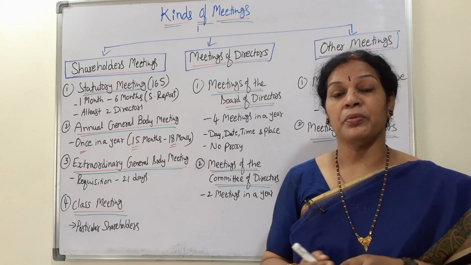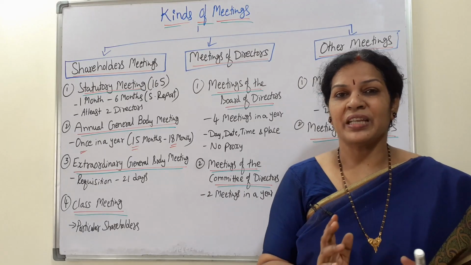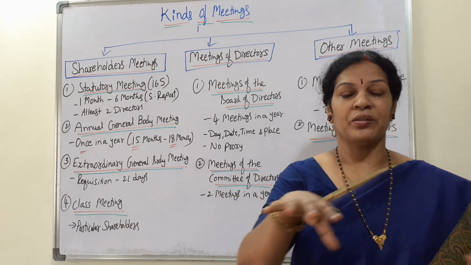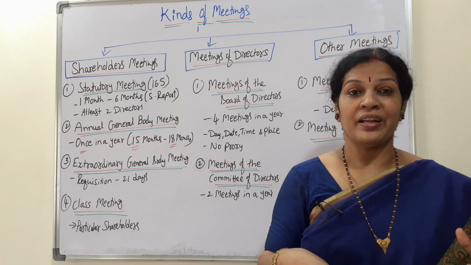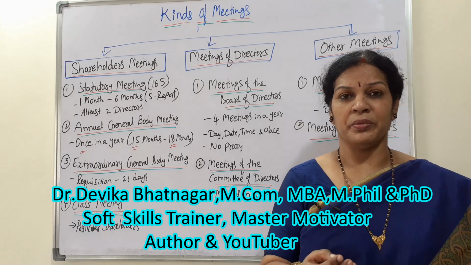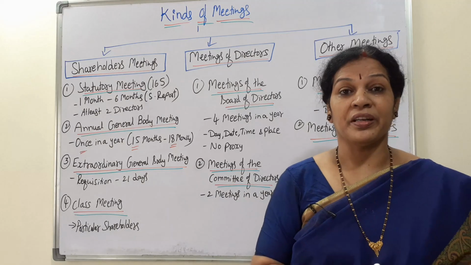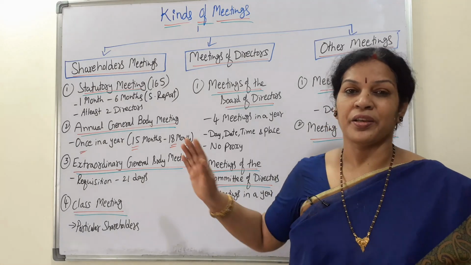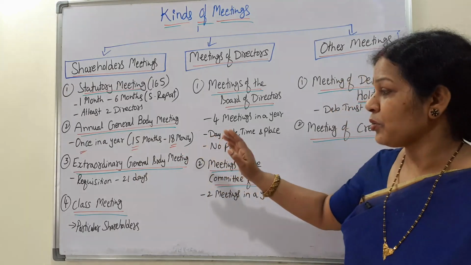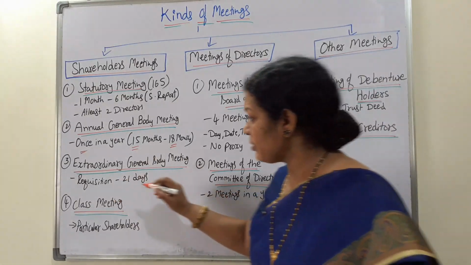In extraordinary general body meetings, when does it happen? For example, if the company's capital is less and they want to issue more capital, it is better to contact all the shareholders and discuss it. Or if they want to make major changes in organization activities, change the location or products, or merge with another organization, in any of such cases they can go for an extraordinary general body meeting. Any time they can conduct it.